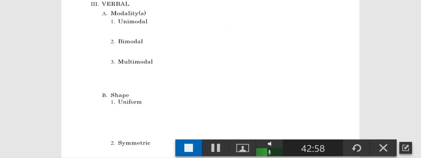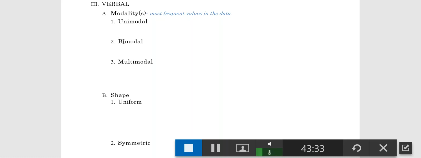So the first thing we're going to look at is what are called modalities. Modalities are the most frequent values in the data. So you maybe knew this as the mode back in your day, depending on where you had your education. It's different for different people. We now use the mode as a verbal descriptor of how our shape looks.